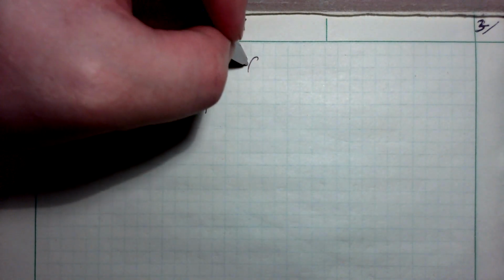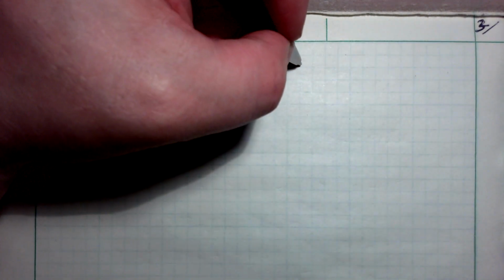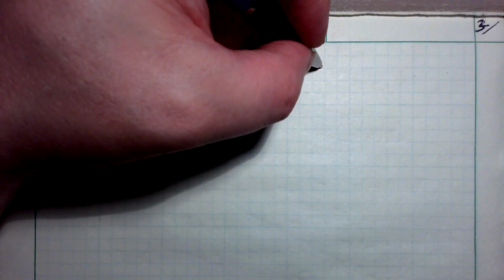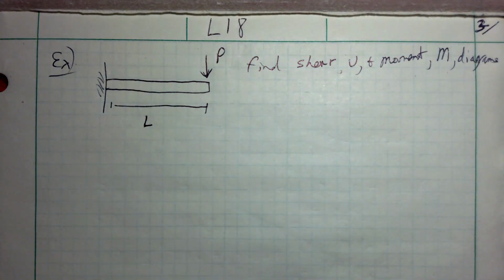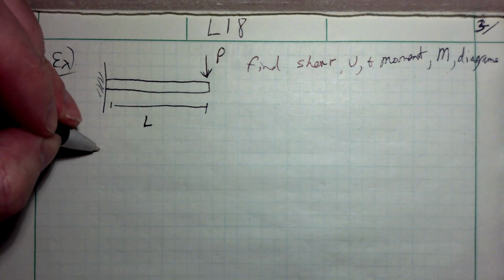And again, the goal is going to be find the shear V and moment M diagrams. Okay, or draw shear moment diagrams. Okay, well, step one, of course, is to find your reactions if you can.